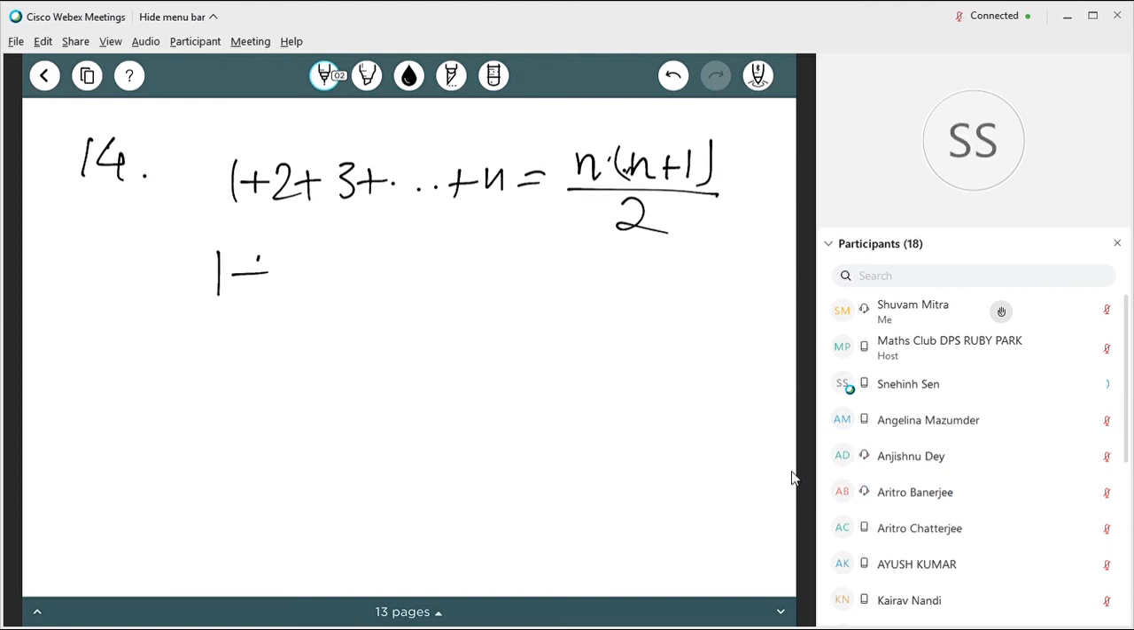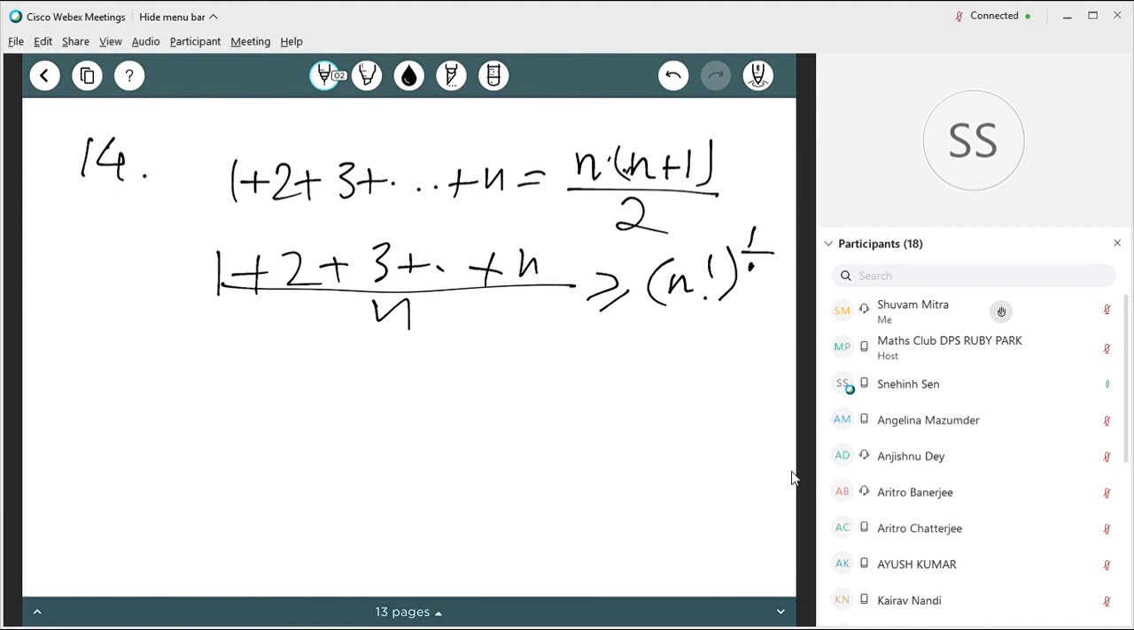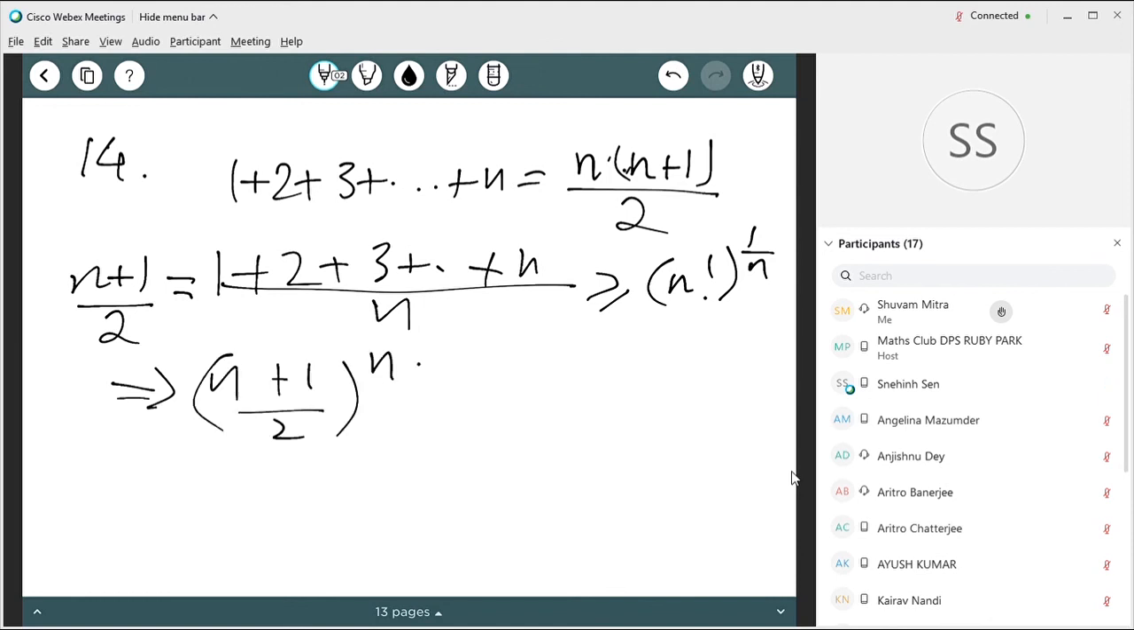And by AM-GM, the average is greater than or equal to n factorial whole to the power 1 by n. That's AM-GM. And this is equal to n plus 1 by 2. So that's one side of the inequality. This would imply n plus 1 by 2 whole to the power n is greater than or equal to n factorial. That's the first part.